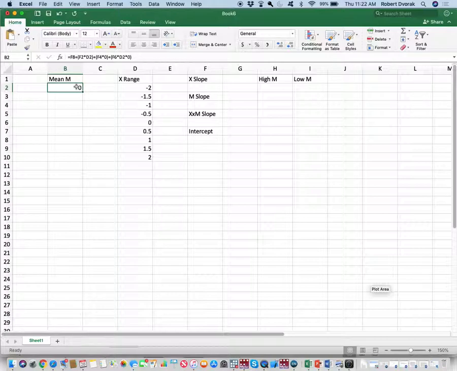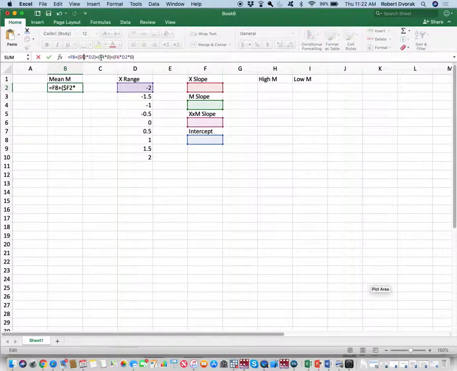Let's fix this equation because there's some problems with that equation, right? The equation is technically right, but what do we have to do to make sure that things don't go haywire on us? We do dollar signs. So we need a $ after F, a $ after 2, and that will lock in this spot, right? We don't want that to move.